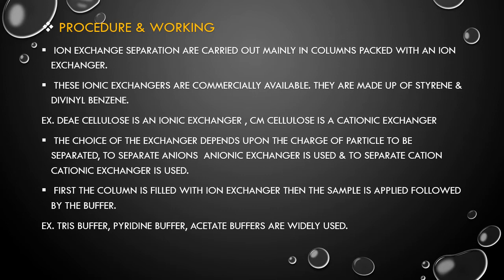First the column is filled with the ion exchanger, the resin, and then the sample is applied followed by the buffer. Why is the buffer used? Because capacity is a quantitative measure of the ability of an exchanger to adsorb biomolecules. I told you that ion exchange is a form of adsorption chromatography, so it adsorbs molecules by opposite charge from the mobile phase. The running phase is the mobile phase, and these resins are the stationary phase.